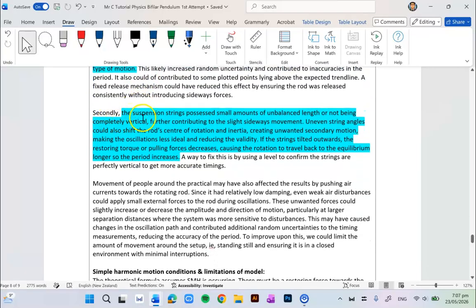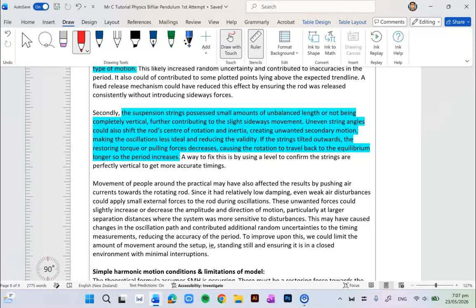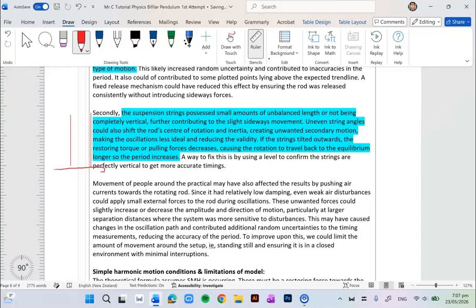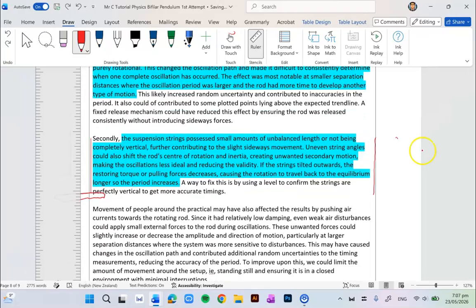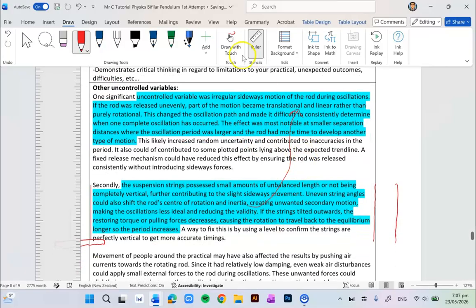And then I also talked about the suspension strings possessing small amounts of unbalanced length. So the theory expects that the strings, if I get my pen, should look something like this, right? They should both be parallel, and then you've got your rod here, right? They expect those strings to be perfectly vertical, but sometimes you may have not noticed, but it might have been slightly not vertical, and that is what contributed to that extra translational motion. So linking it back to the other variable.